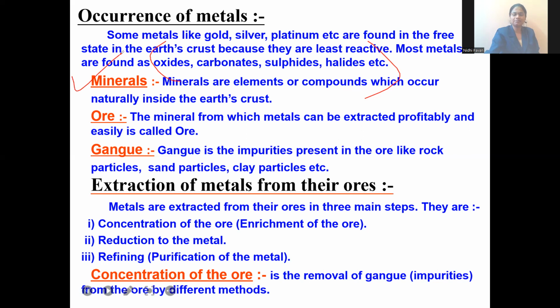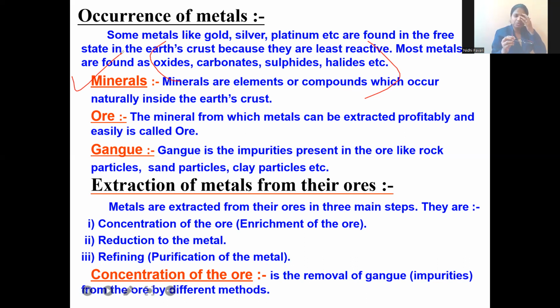Gangue. What is gangue? The impurities present in the ore, like rock particles, sand particles, and clay particles. So, gangue means the impurities present in the ore. These are called gangue. In the extraction of the metals, means how we will obtain the metals, that is called extraction of the metal from their ores.